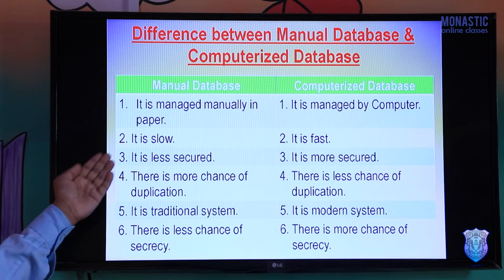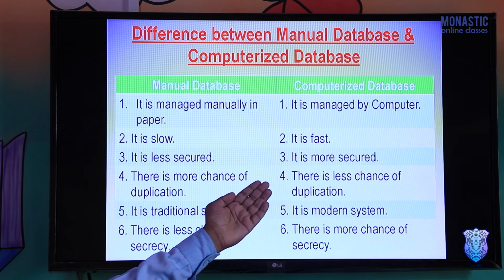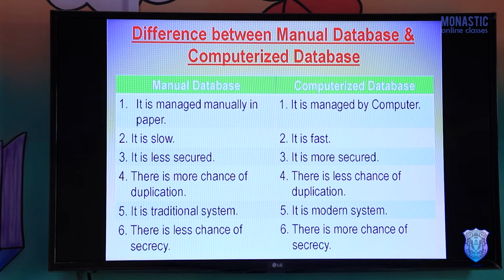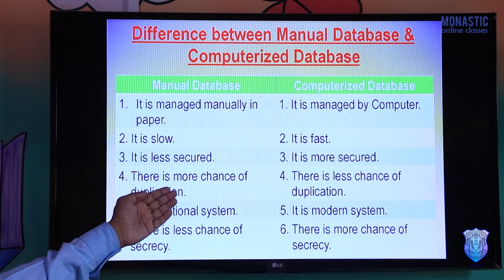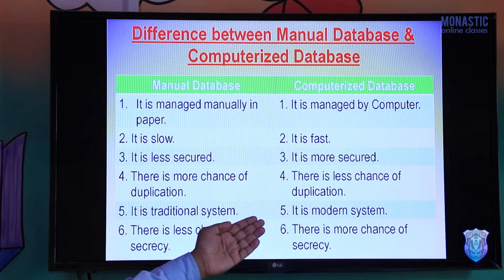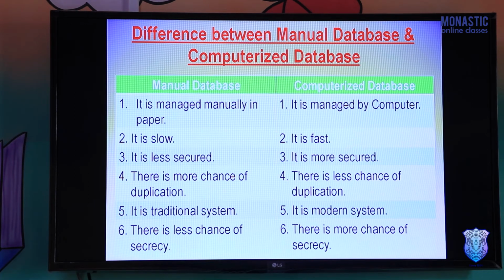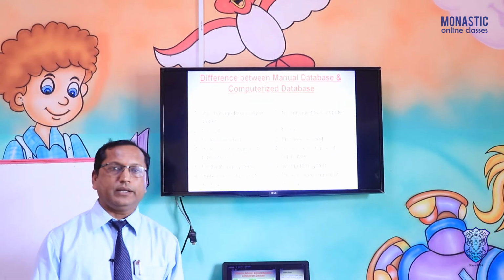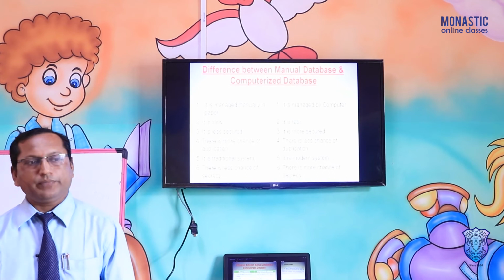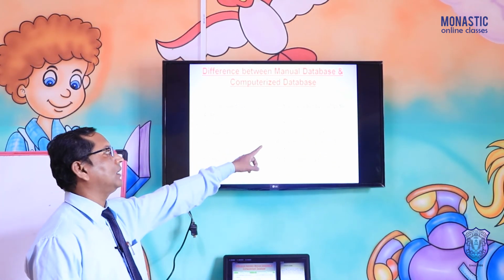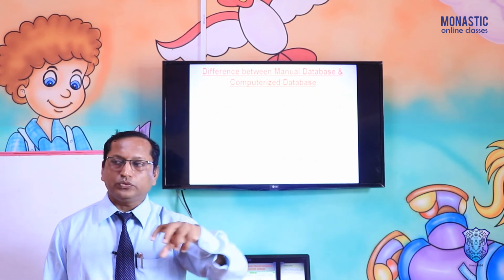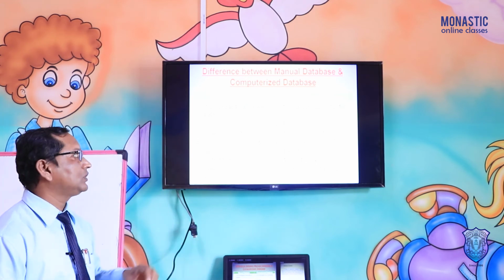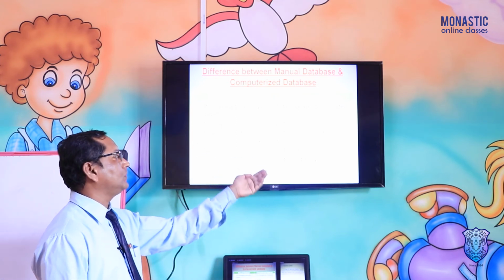Next point, it is slow. Computerized database is fast. Comparatively, data entry is slow in a manual database, but in a computerized database it is fast. Manual database is less secure. Computerized database is more secure. I have already discussed this in the beginning. In a manual database, there is no security system, no provision for security. Anyone can open that paper, turn the pages, and see it. But a computerized database is more secure. Only those whom we allow to see can open the computerized database.